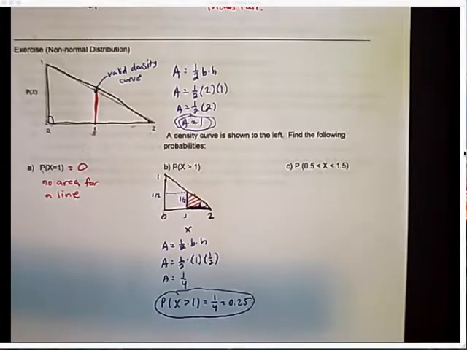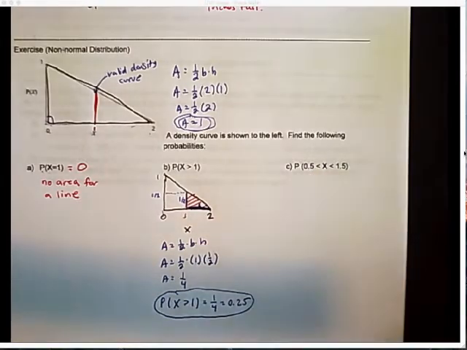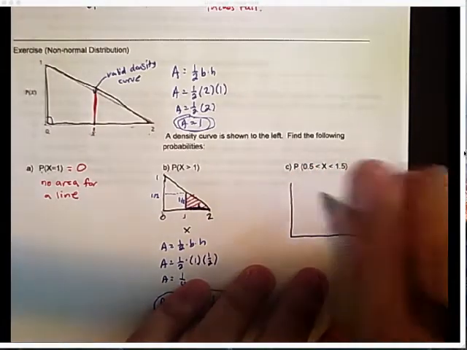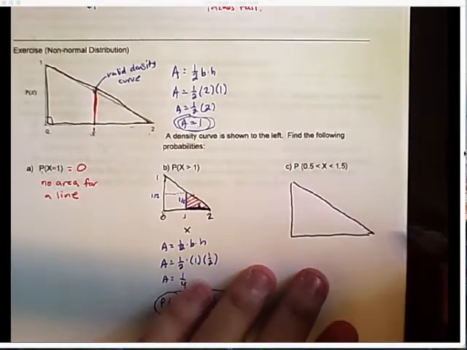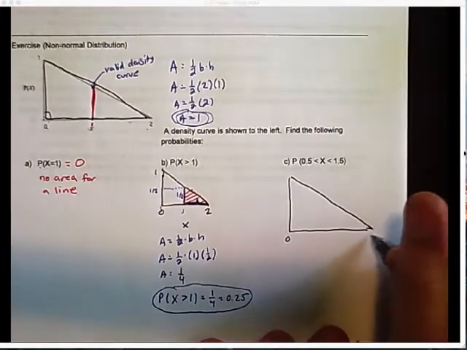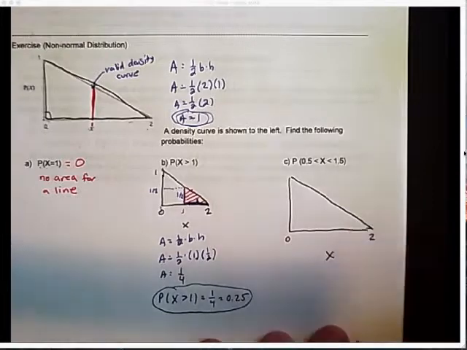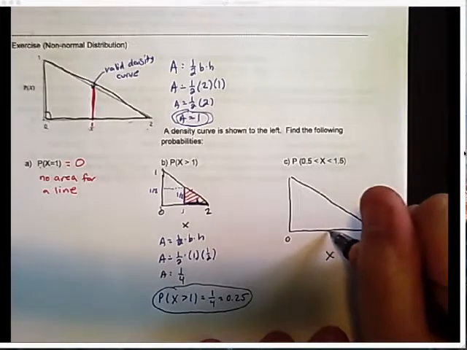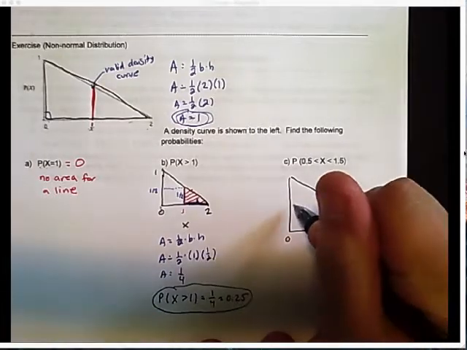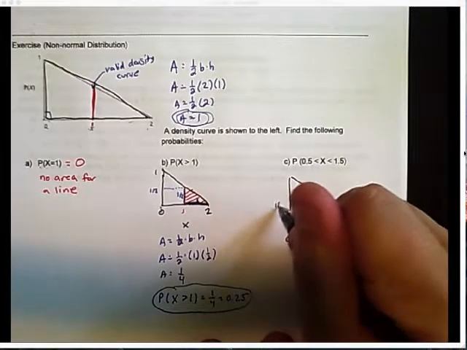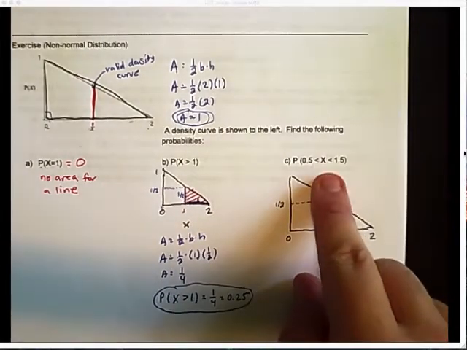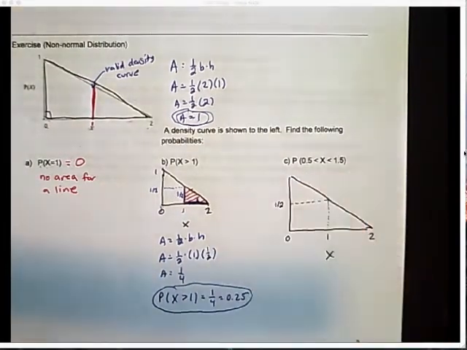Okay, so let's try the last one. The last one is kind of difficult. So here's where 0 was. Here's 2. Here's where 1 was, and we already said that that happened at a half. But here I want to know what's the probability that x is between 0.5 and 1.5.